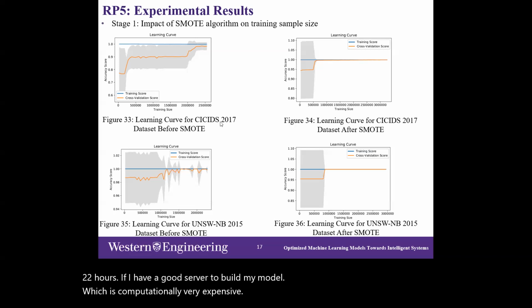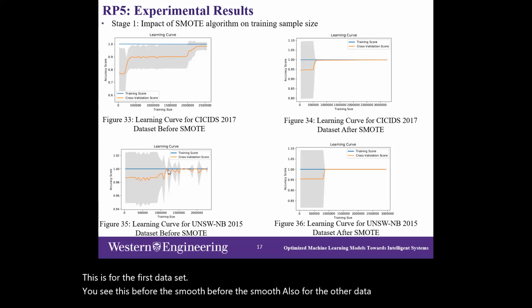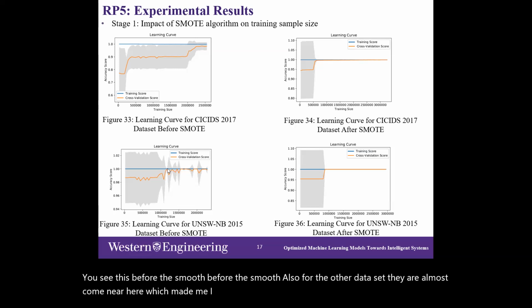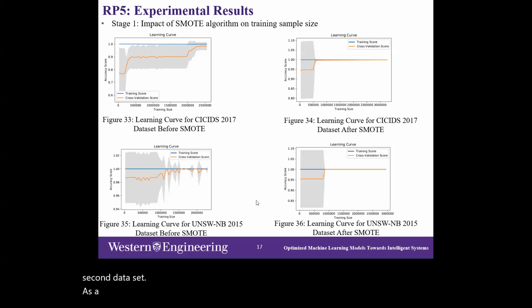This is for the first data set. You see, this is before SMOTE. Also for the other data set, they almost come near here, which means I need 1.25 million records as a training sample for the second data set.